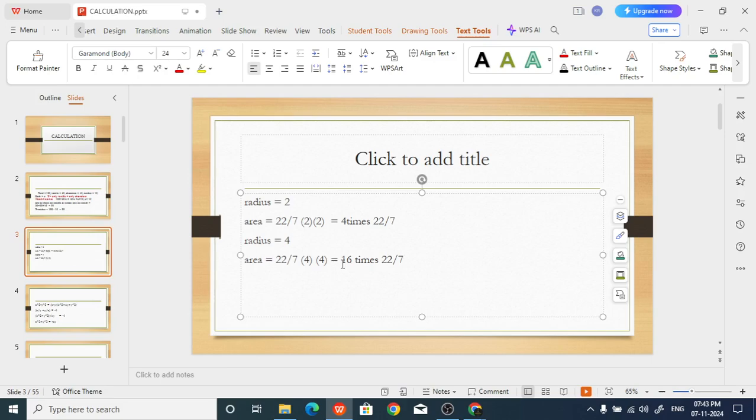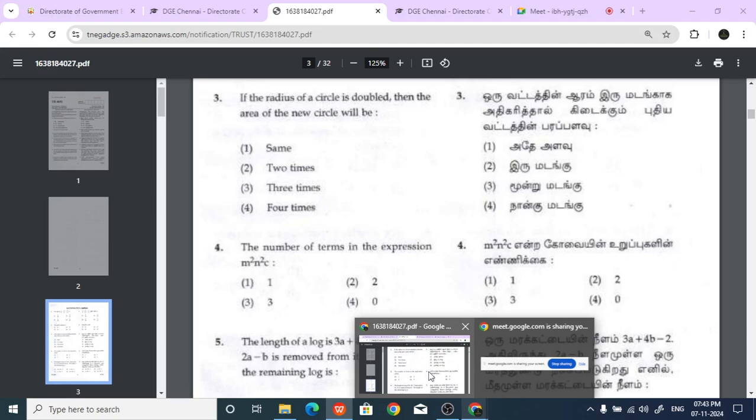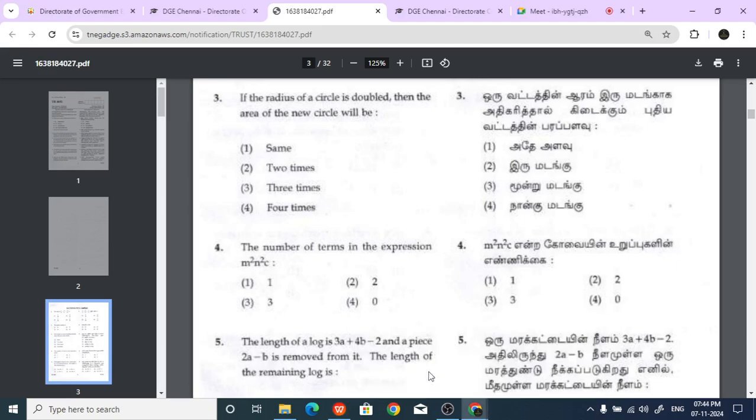So how many times has the area increased? 4 pi to 16 pi. 4 times. It has increased 4 times. So when the radius is doubled, that is increased by 2 times, the area increases by 4 times. Understood?